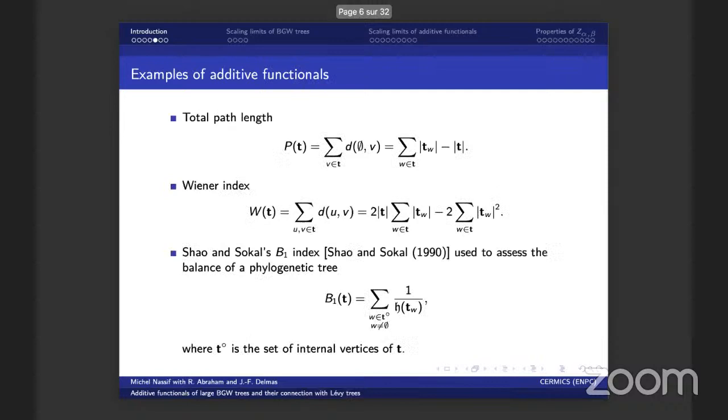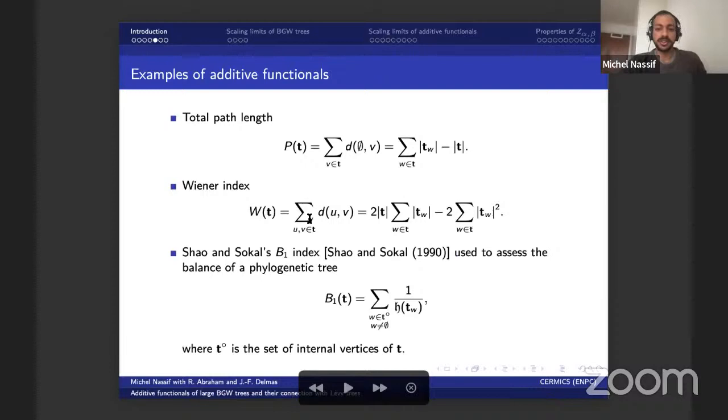So another example is the Wiener index, which is the sum of the distances between any two vertices. And again, you can write it in terms of additive functionals. And finally, we have Shao and Sokal's B1 index, which is used to assess the balance of a phylogenetic tree. So it gives an idea of how balanced or unbalanced a tree is. And it's expressed as the sum of the inverses of the heights. So to answer your question, in all of these examples, the toll function depends only on the size or the height. It's not a general function of the tree. And these will mainly be our interest.